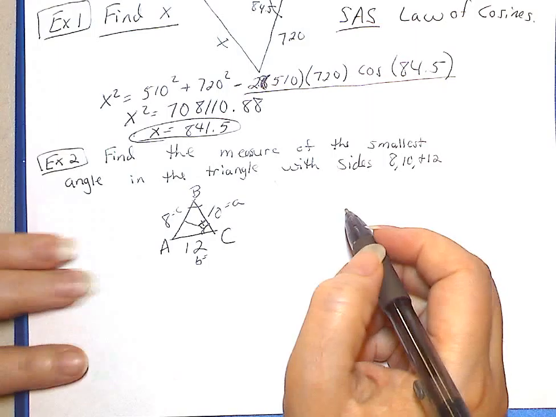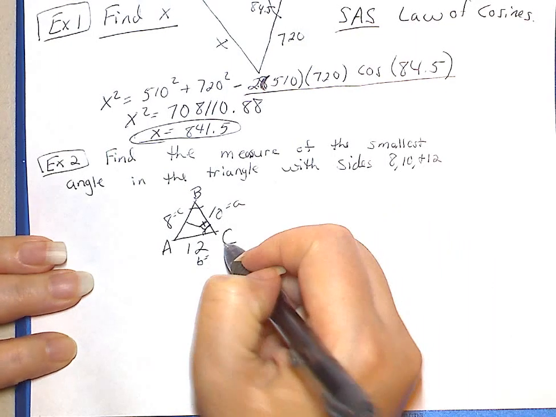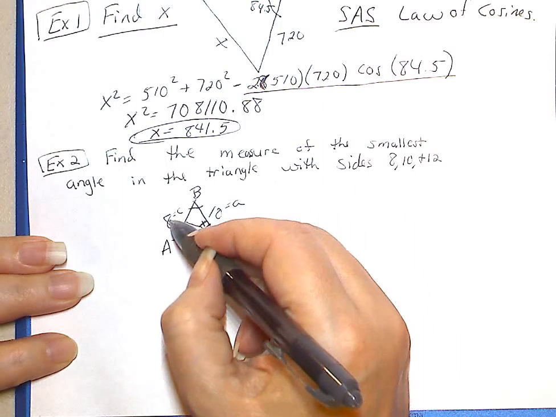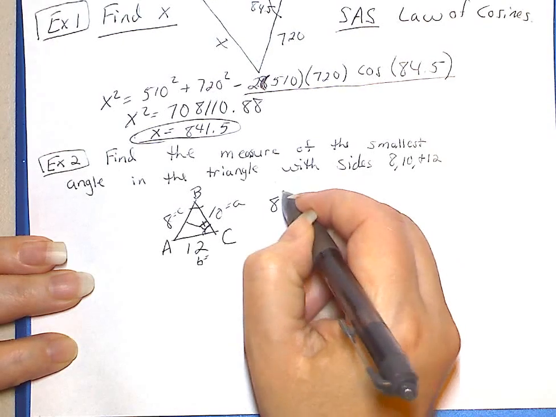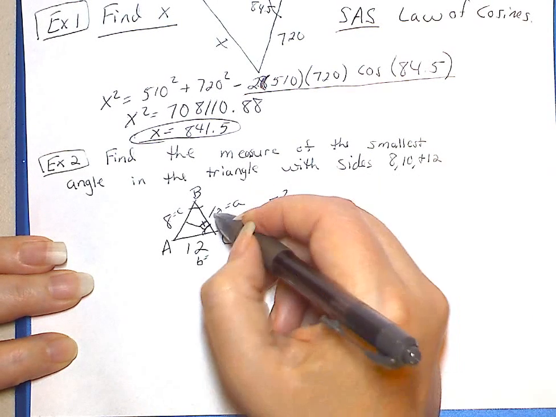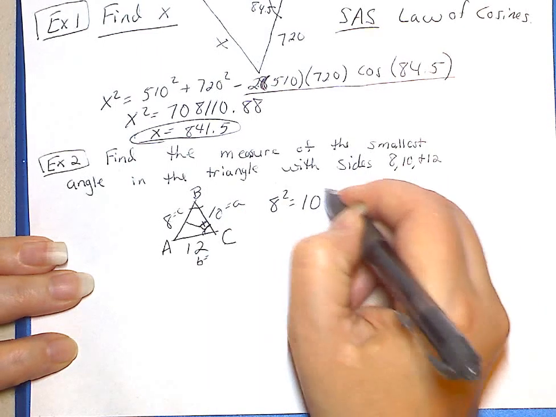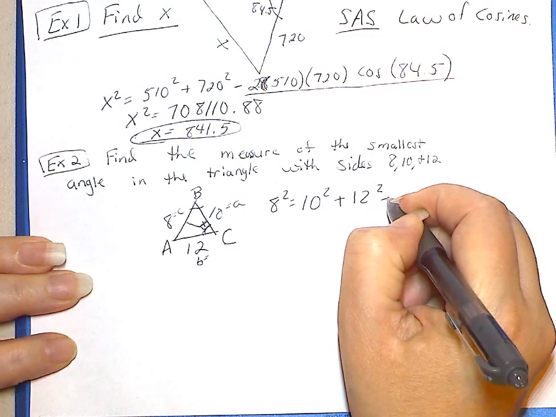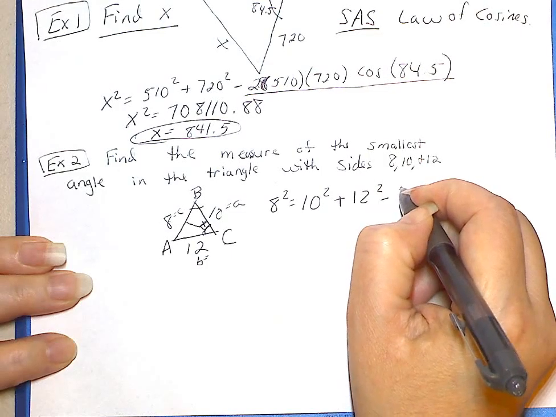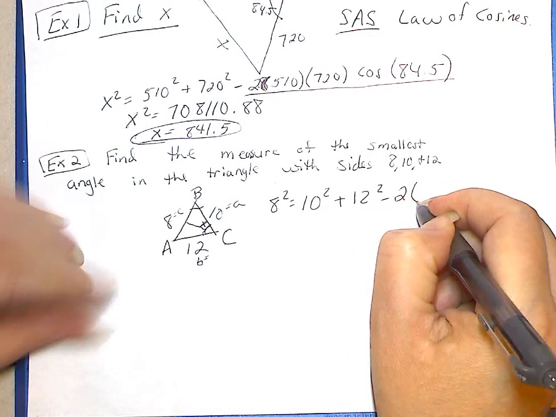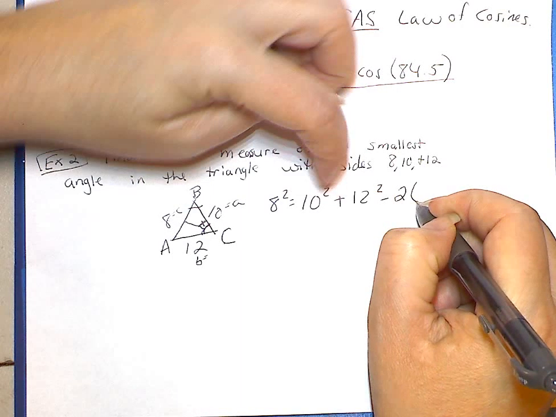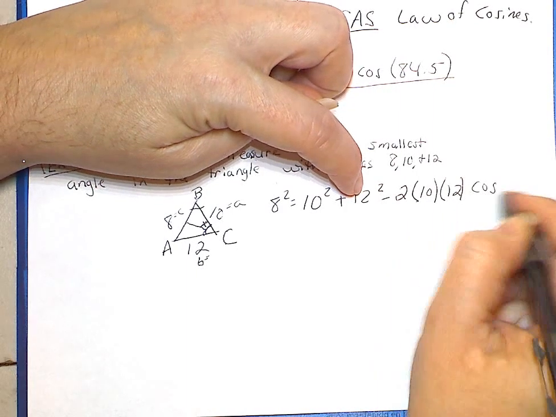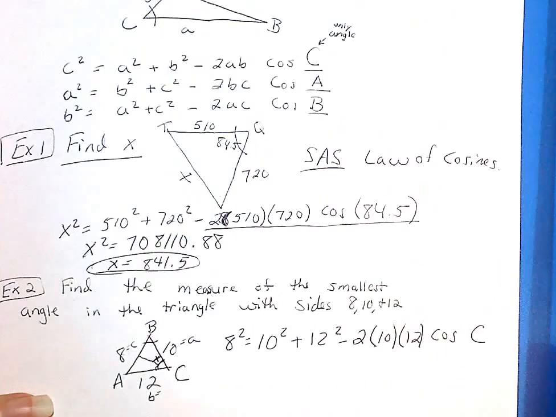Since we're solving for this one, this has to be on the outside. So 8 squared is equal to the other two sides squared and added together. So 10 squared plus 12 squared minus, what's the next thing? 2 times the two sides multiplied together, so 10 times 12 cosine C.